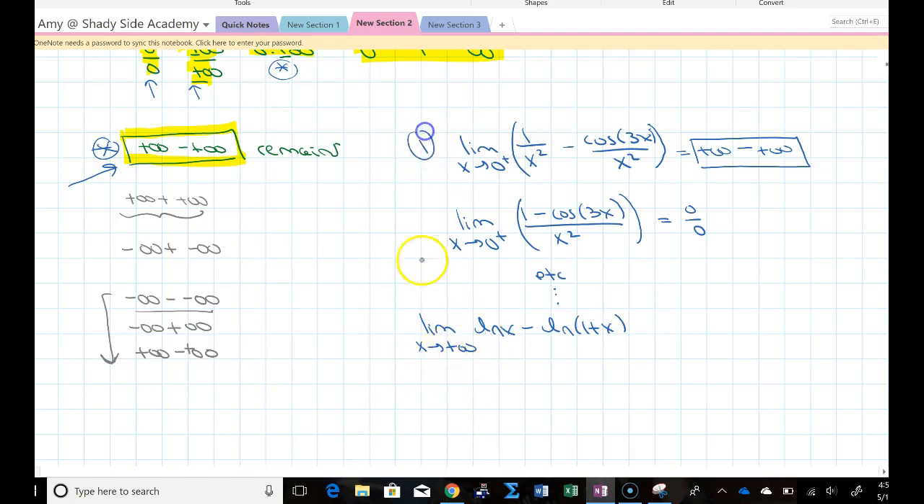So let's call this example 1. Example 2 is reasonable. All right, let's take a look. Ready? Here's the limit. The limit as x approaches positive infinity of ln x minus the natural log of 1 plus x.